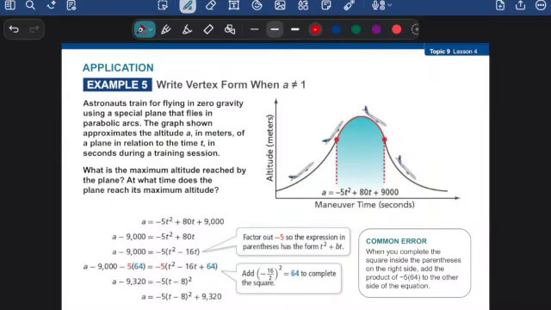Another application problem. Astronauts train for flying in zero gravity using a special plane that flies in parabolic arcs. So it goes up really fast and then comes down really fast, and then they start to feel like anti-gravity a little bit. The graph shown approximates the altitude A in meters of a plane in relation to the time in seconds during a training section. So it's measuring the altitude, or the distance above the ground, okay, and it follows this equation.